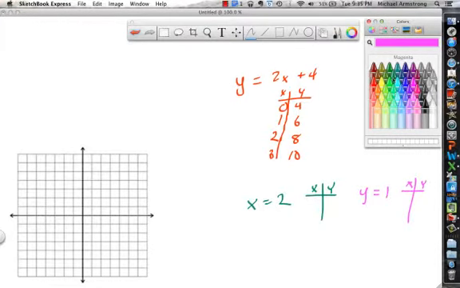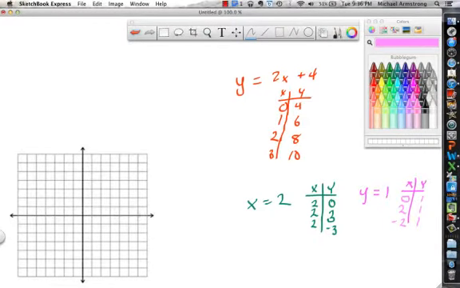Okay, so for the green one, x is always 2. So we're going to put 2 in for our 3 points. And it doesn't matter what we put in for y. If we put in 0 for y, if we put in 3 for y, if we put in -3 for y, it doesn't matter. X is always 2. And the same thing for the pink one. Y is always 1. Doesn't matter what you put in for x. You put in 0 for x, y is equal to 1. You put in 2 for x, y is equal to 1. You put in -2 for x, y is equal to 1.